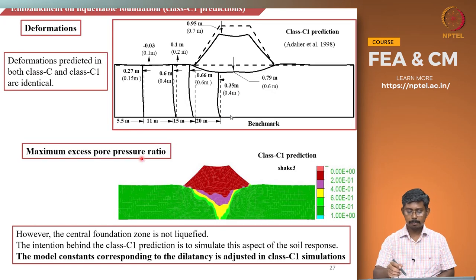And the deformation plots are compared over here. It corresponds to the C1 prediction, and the Adalier et al. 1998 corresponds to the experimental data. So it can be seen that the numerical model had over predicted the displacements, the vertical settlement, and it has under predicted the heave over here, and the lateral displacements are also over predicted.